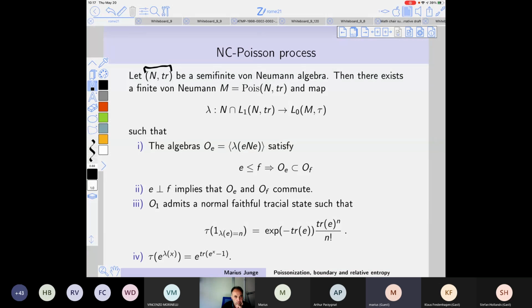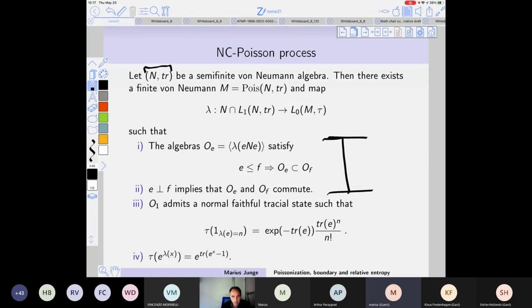If the two projections are orthogonal, then the corresponding maps here commute, right? So it has this field aspect. I mean, it's not the full Haag-Kastler field axioms for quantum field theory, but it has at least this isotony and the commutation relation. So these axioms here are kind of natural for the Poisson process.